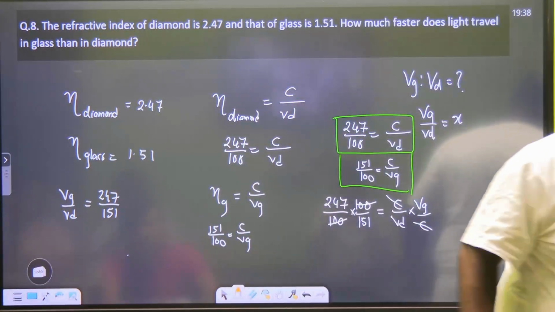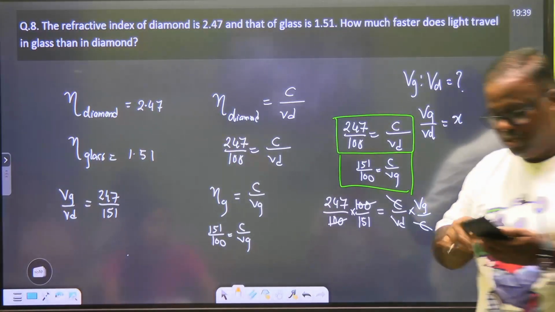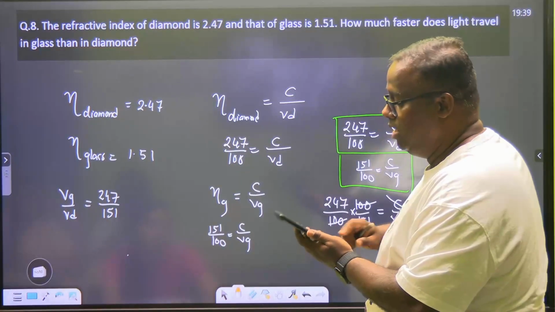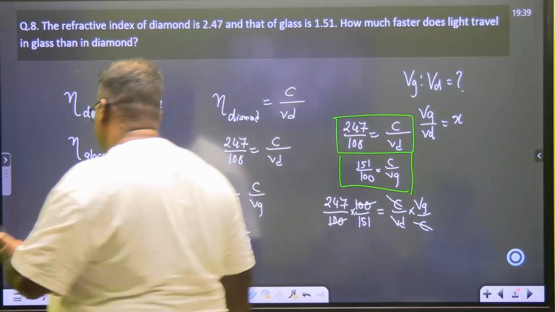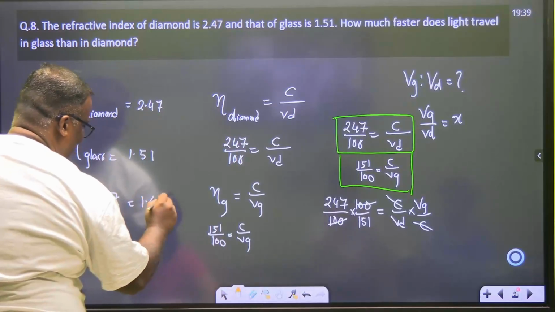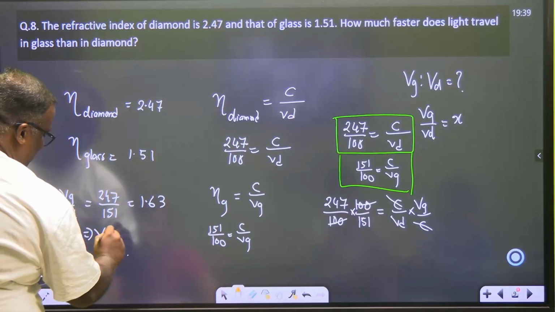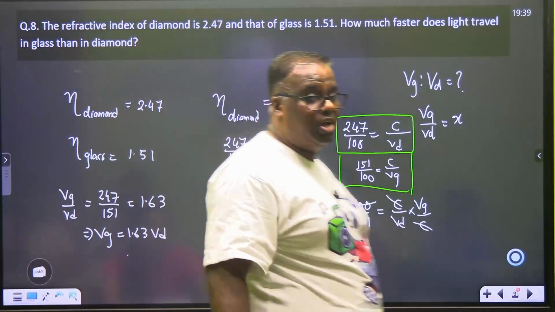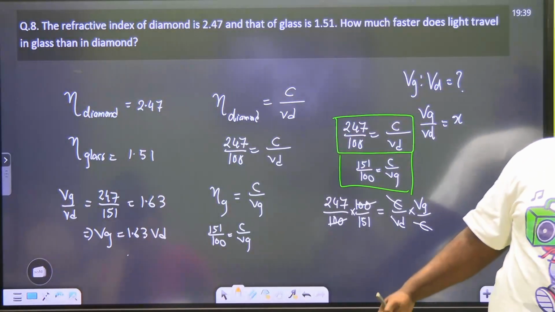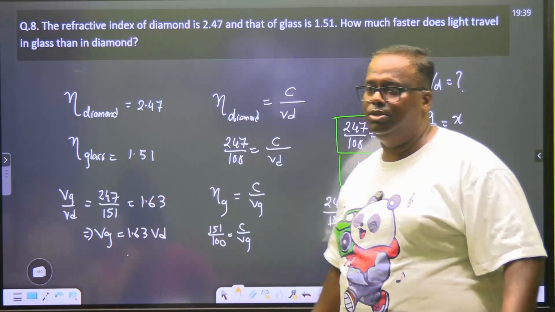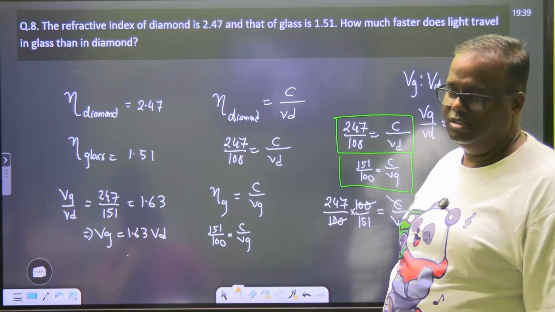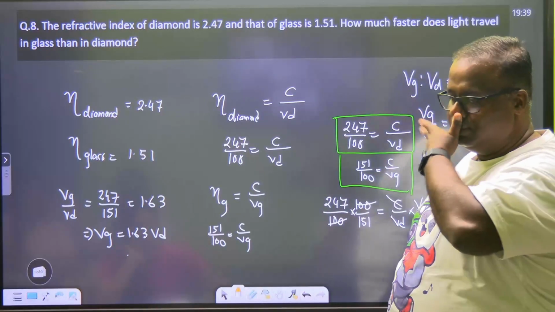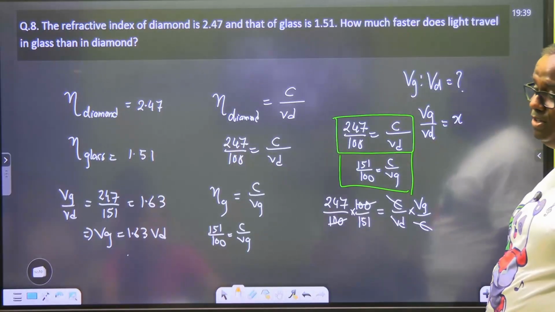And if you're very, very eager to know, when will my Casio come to use? I hate calculations. 247 divided by 151, that's 1.63. You must have used a calculator 100%. Or Vg is equal to 1.63 times Vd. So now what will you answer? Light travels 1.63 times faster in glass as compared to diamond. Will you understand this problem? So many problems on refractive index can be there.